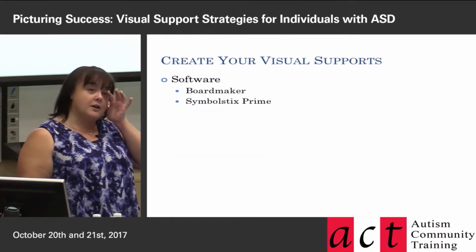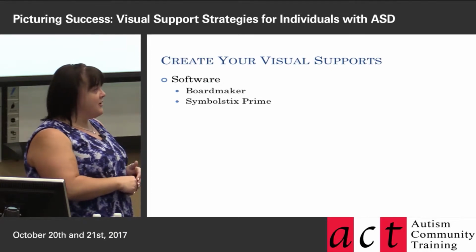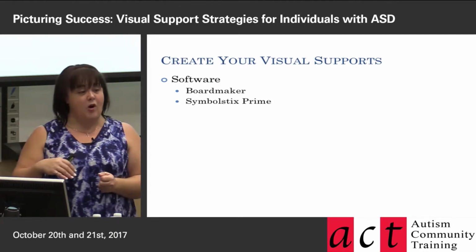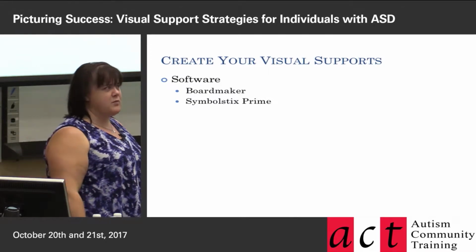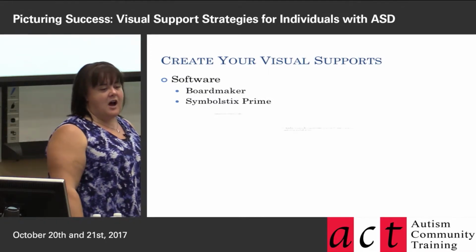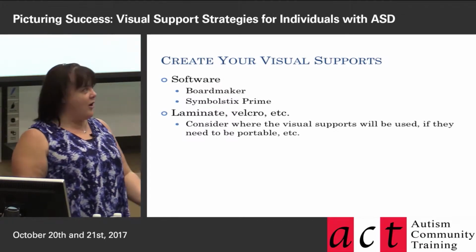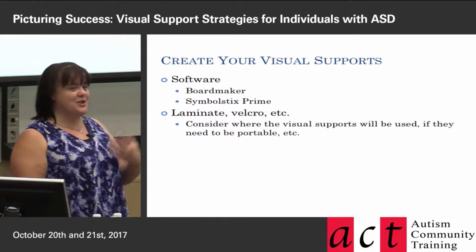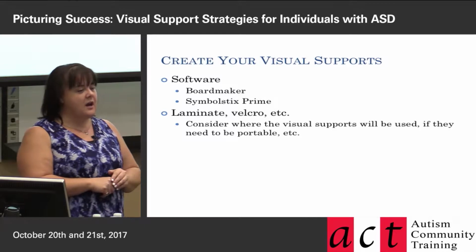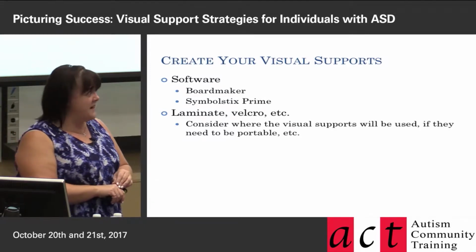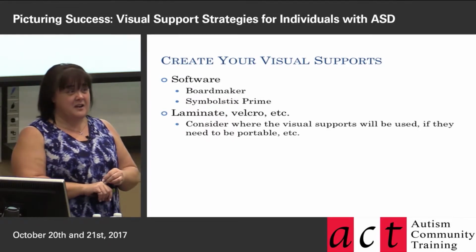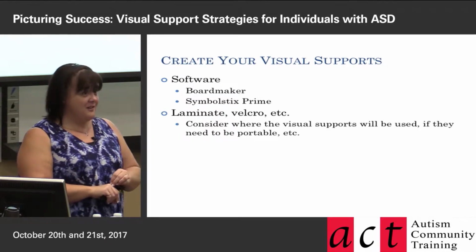Then think about how you're going to create your visual supports. Boardmaker and Symbol Sticks Prime are two options to use in terms of supports. We talked about some others as well. Laminate, Velcro, think about all of that. This all goes into the planning and preparation. If it's just a one-off visual support, you're only going to use it once for one particular class activity, there is no need to laminate, right?